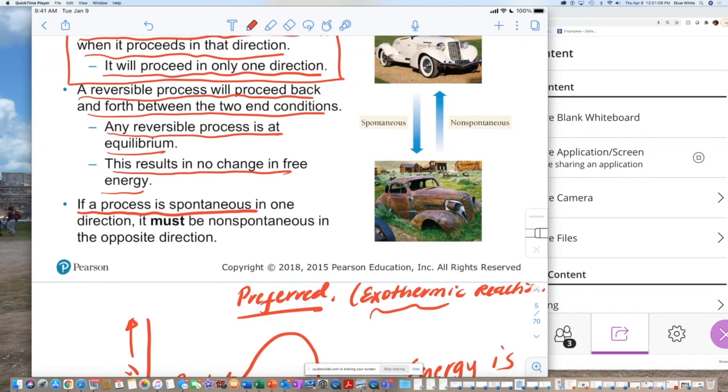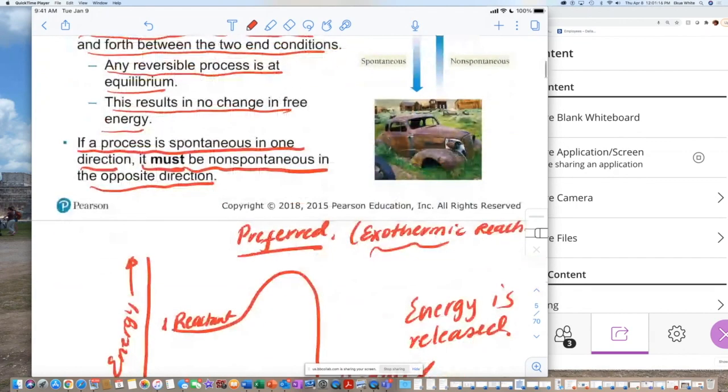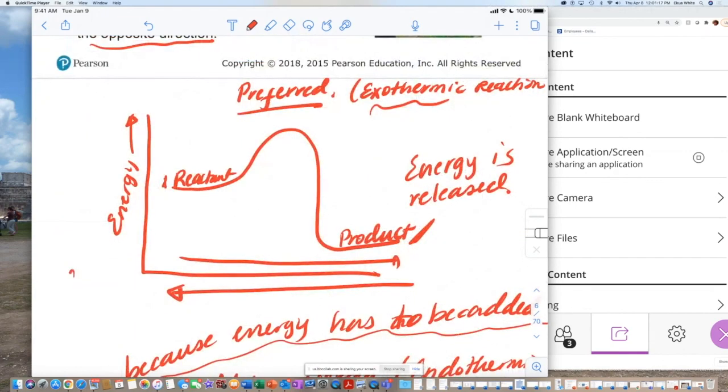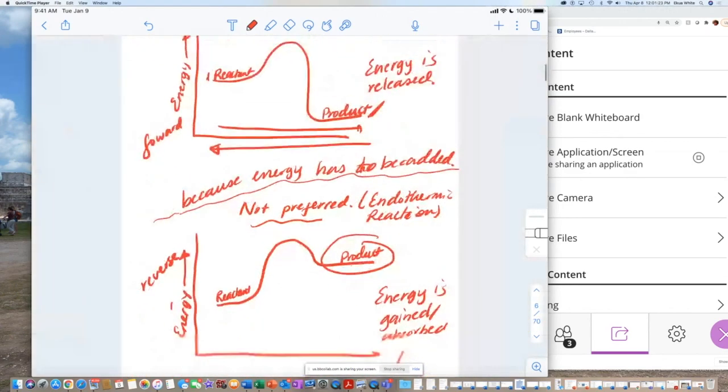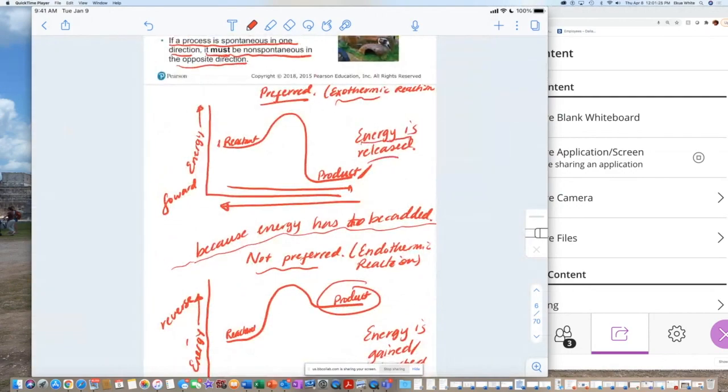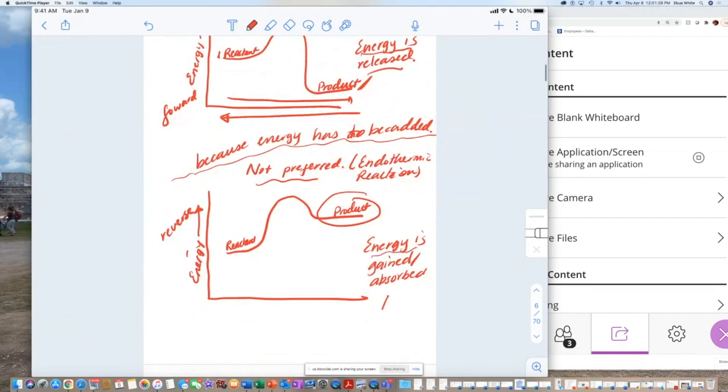If a process is spontaneous in one direction, it must be non-spontaneous in the opposite direction. This is the forward direction right here. This is forward, and this is reverse. Okay, so in the forward direction where energy is released, this reaction is preferred and therefore spontaneous. In the reverse, because energy has to be gained, it's not preferred and therefore is not spontaneous. Okay, using just the picture.